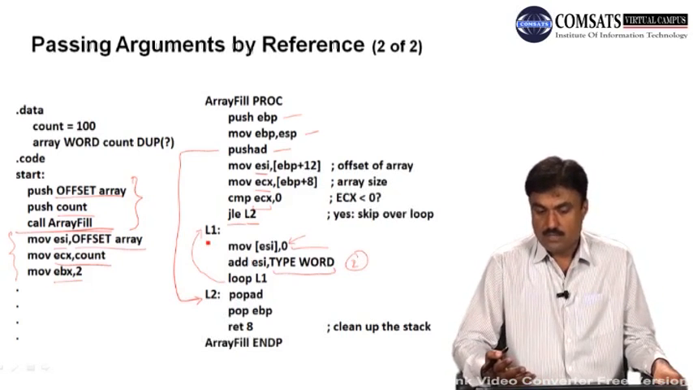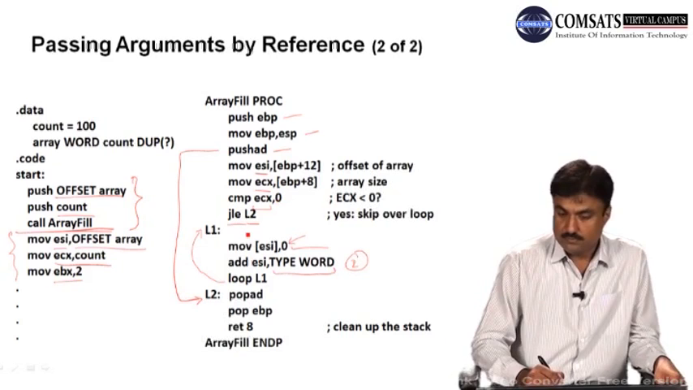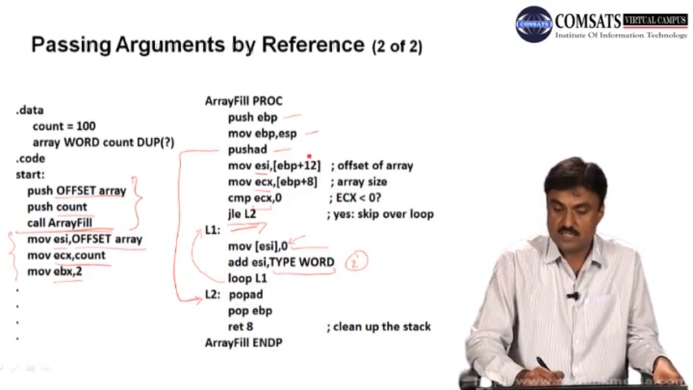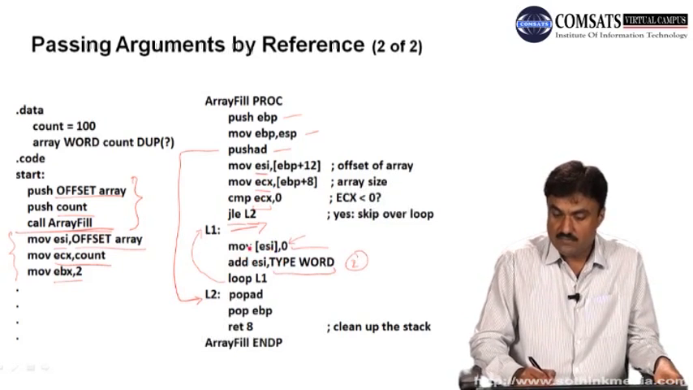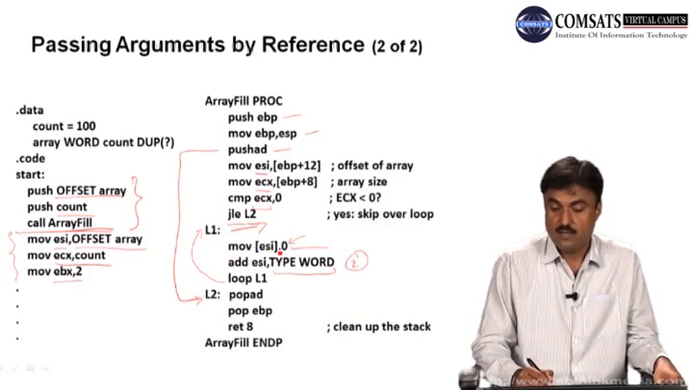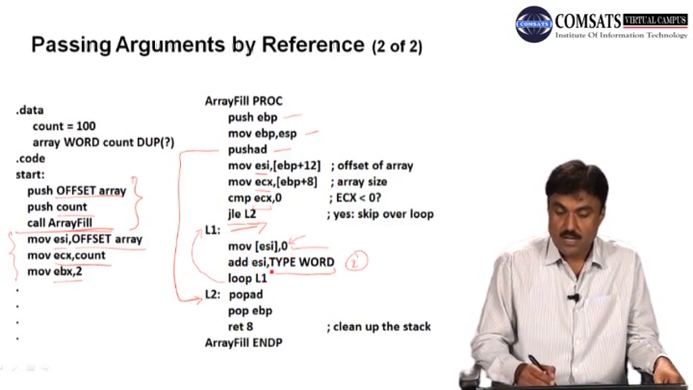If we use loop, ECX will be decremented again and again until all these elements that ESI is pointing to are filled with the value 0.